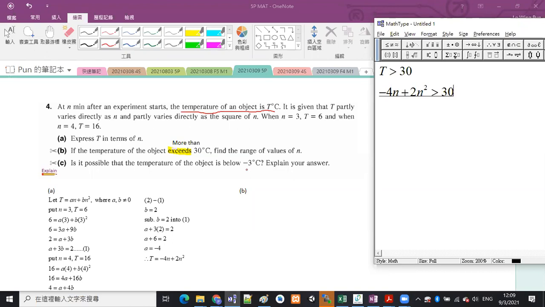Okay? So can you see that this is a quadratic inequality? Okay, with square term. And then we are going to move all the terms to the positive side. Okay, the square term being positive. That is to the left. So we have 2n squared minus 4n, and then 30 should be moved to the left. That is minus 30, which is larger than 0.